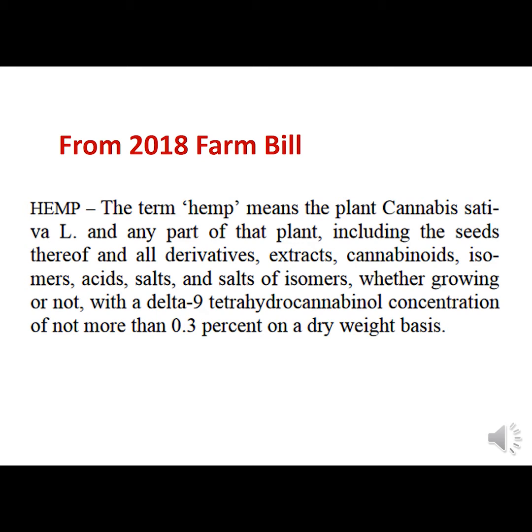It wasn't really clear from the 2014 Farm Bill whether just the delta-9 THC should be considered or both the delta-9 THC and delta-9 THCA should be considered. The new Farm Bill in 2018 cleared up this confusion by saying all forms of delta-9 THC should be considered and analyzed to be 0.3% or less on a dry weight basis.